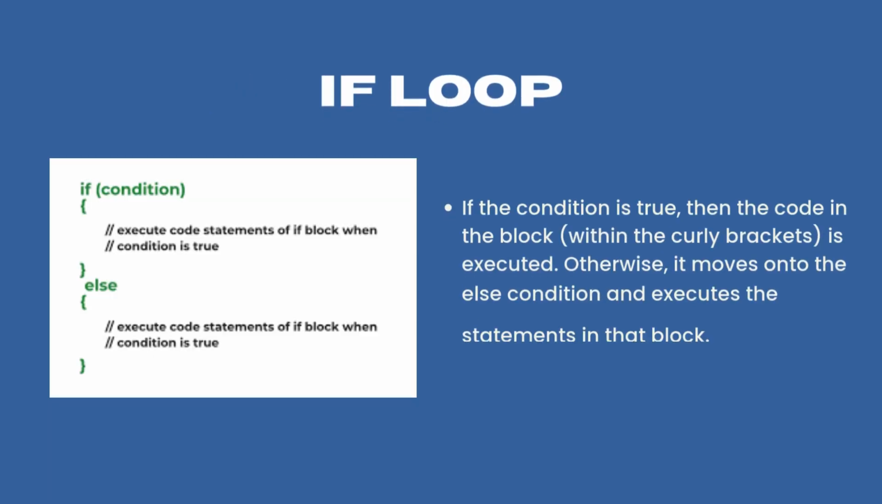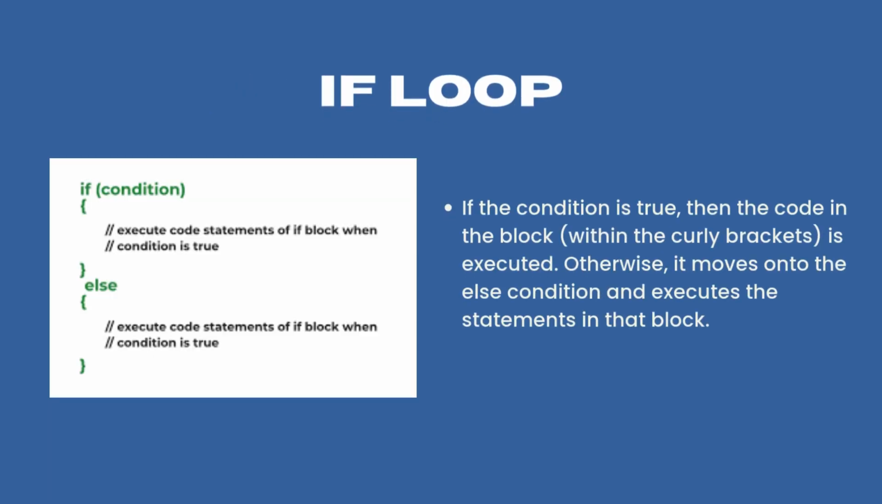For the if loop conditional, only if the condition given is true is the code in the block executed. Here the code in the block is the code following the curly brackets after the if statement. Otherwise, it moves on to the else condition and executes the statements in that block.